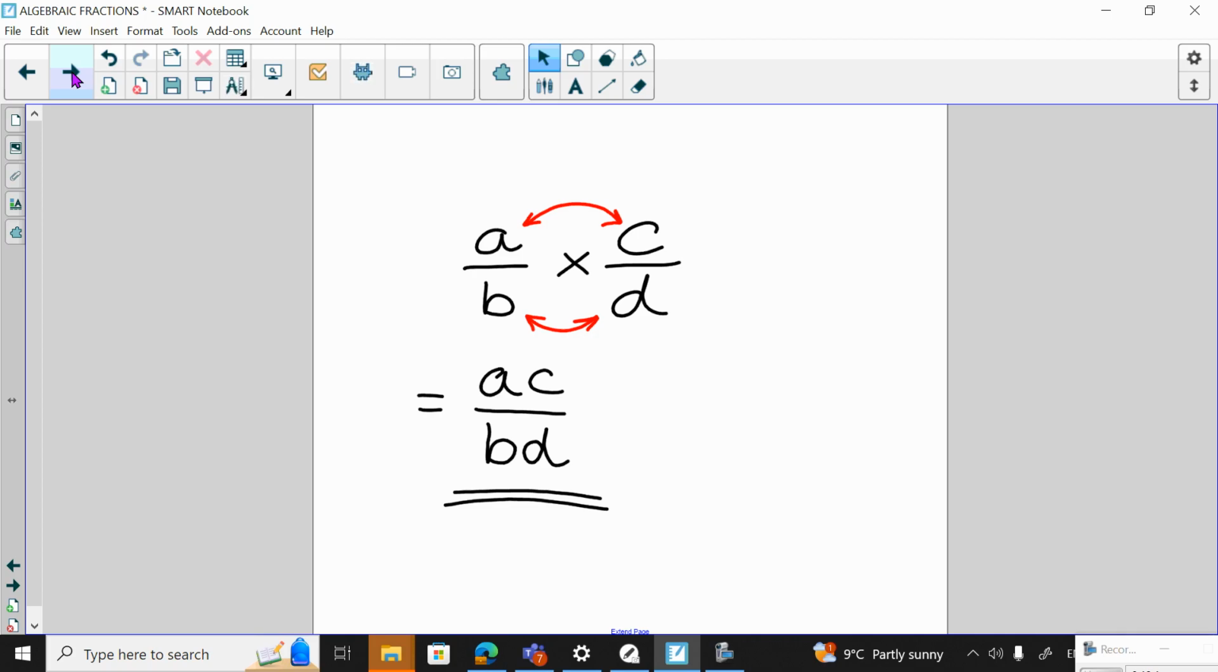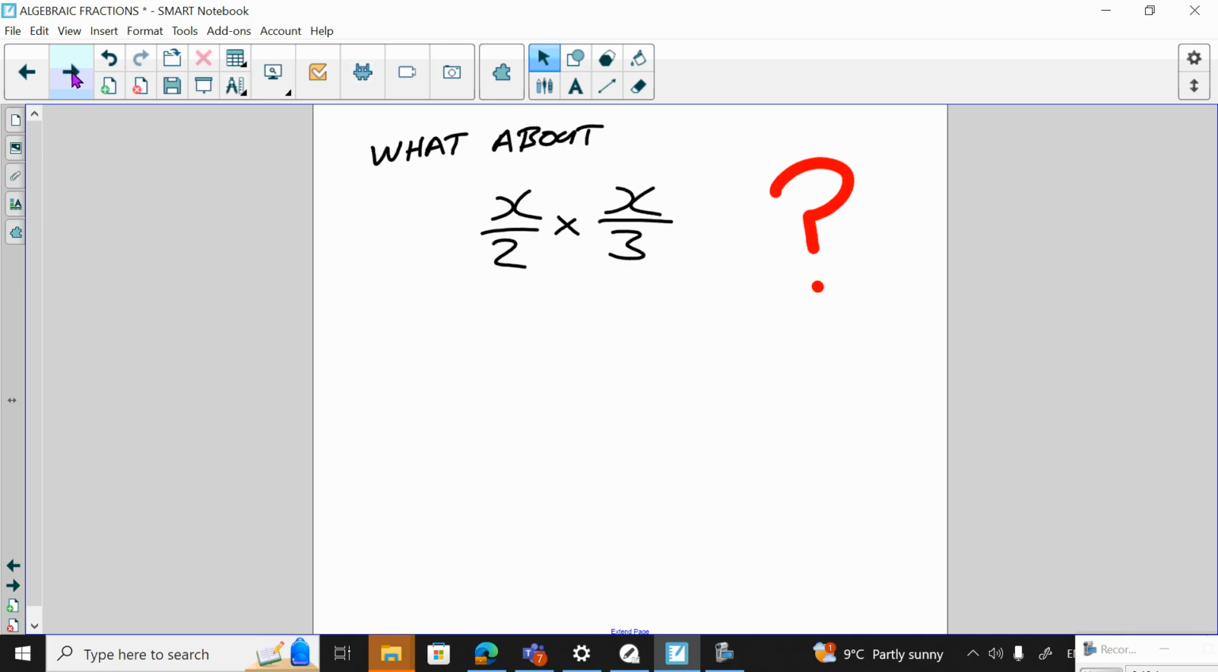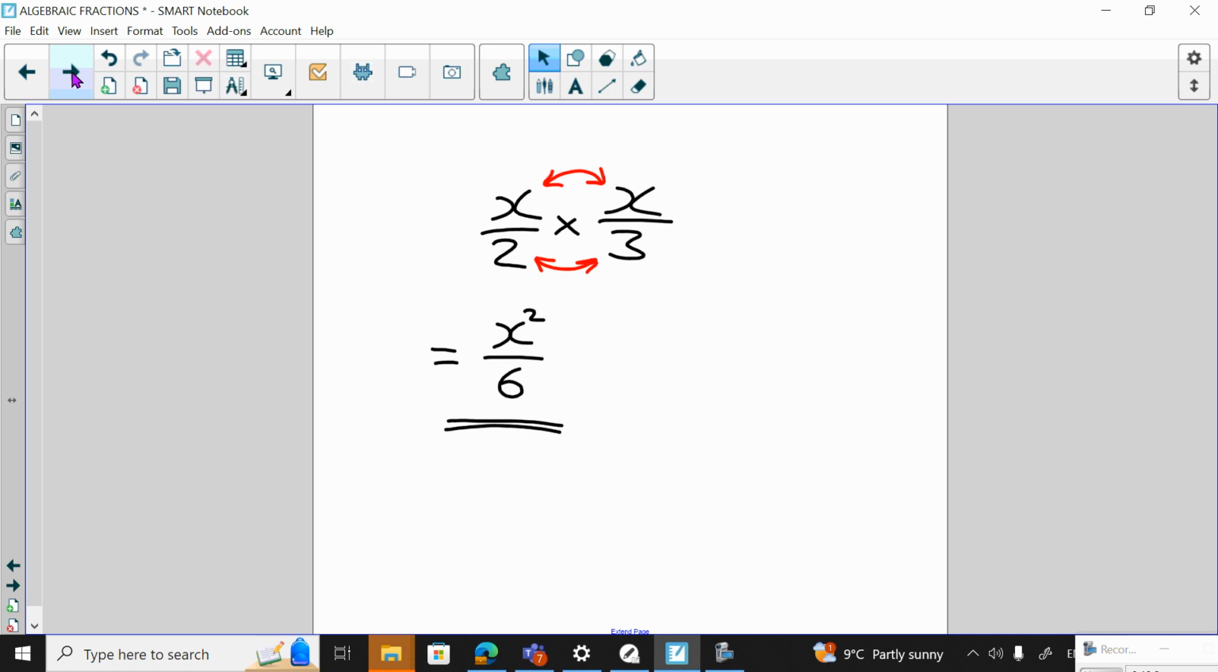Right, okay, let's go for this one. x over 2 times x over 3. We're multiplying here. So top times the top, bottom times the bottom. So x times x, 2 times 3. x squared over 6. That's it. Nothing can simplify top and bottom. Done.